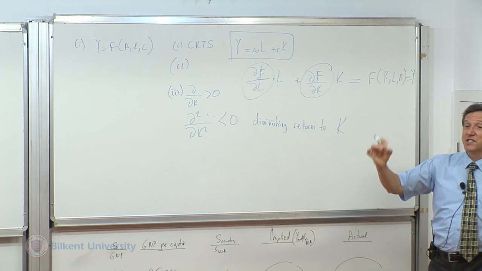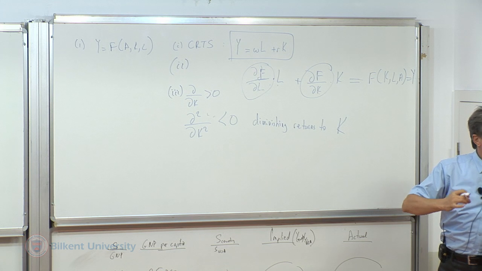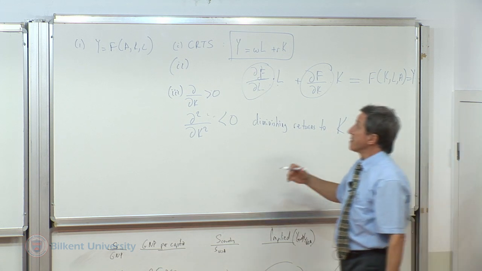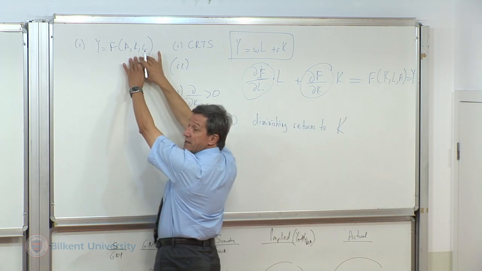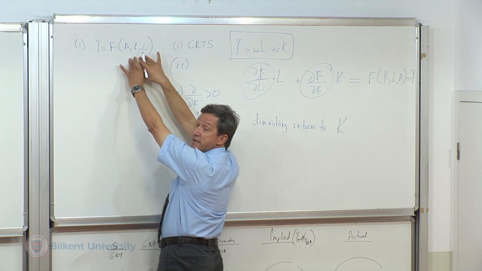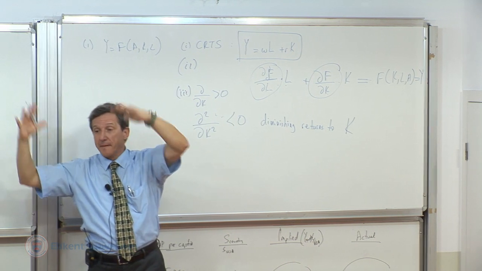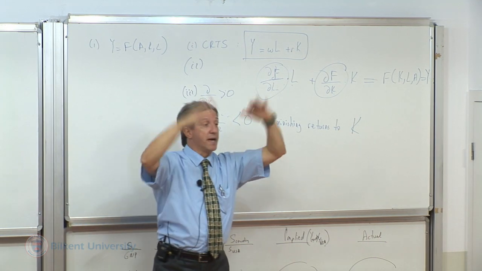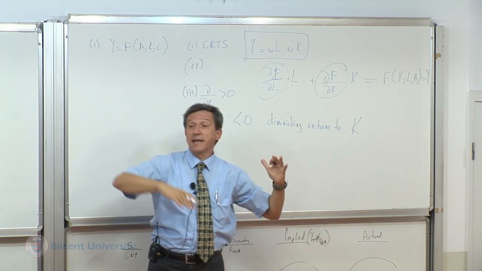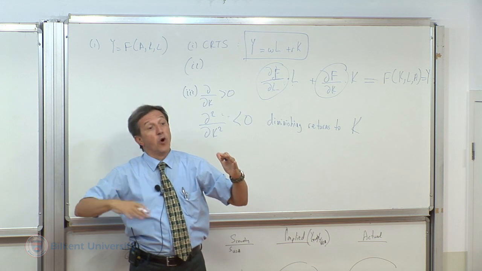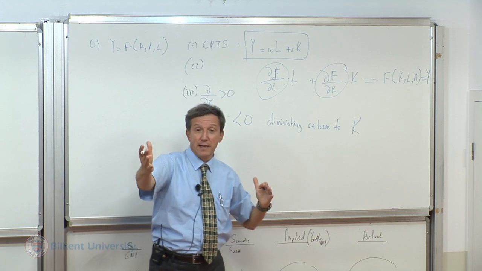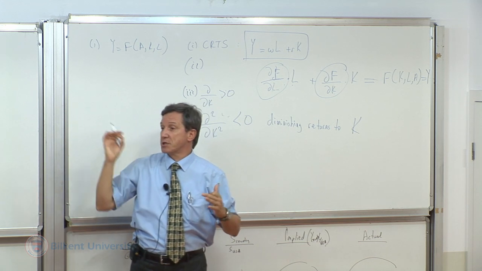There is constant returns to scale, because returns to scale means if I increase all of these, A, K, and L, by the same amount, then output increases by the same amount. If I increase everything by lambda, all inputs, then output increases by lambda. That is returns to scale.